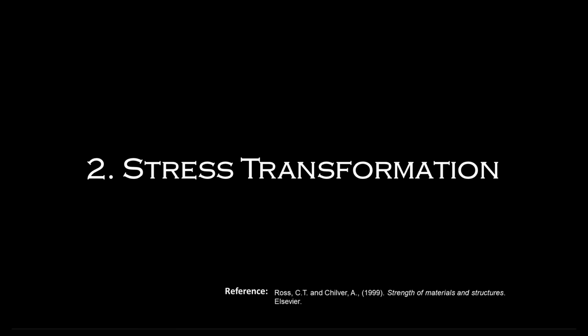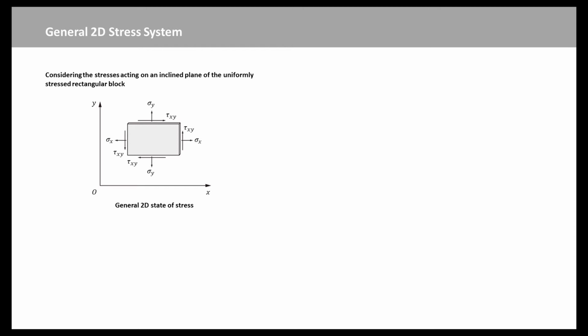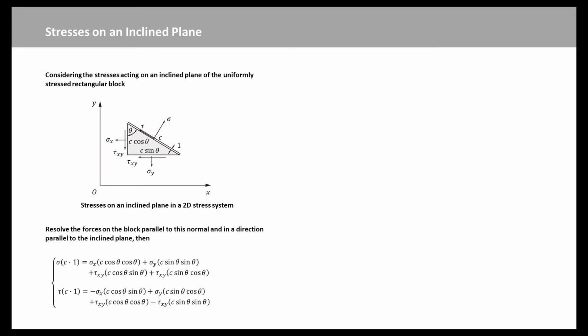Now we will introduce the stress transformation equations. Consider the stresses acting on an inclined plane of the uniformly stressed rectangular block. The inclined plane makes an angle theta with OY and cuts off a triangular block. The length of the hypotenuse is C, and the thickness of the block is taken again as 1 unit of length for convenience. The values of normal stress sigma and shear stress tau on the inclined plane are found by considering equilibrium of the triangular block.